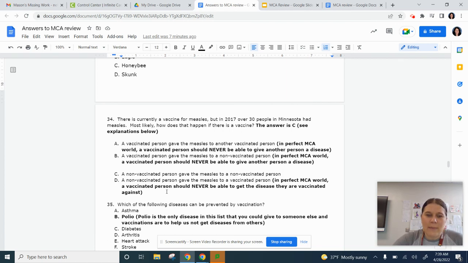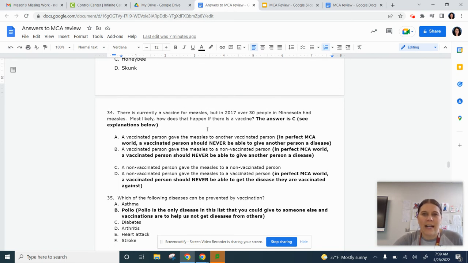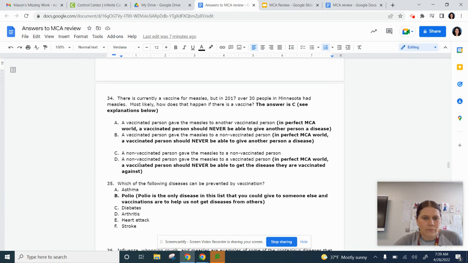All right, here we are. Perfect MCA world. There's a vaccine, but people still got measles. It's because, sorry, I forgot to highlight the whole thing here. Should have been C. A non-vaccinated gave it to a non-vaccinated. If someone's not vaccinated, they can get the disease or carry the disease. Maybe they don't have symptoms, but they can carry it and then give it to someone else that is not vaccinated. Perfect MCA world. We know that's not always the case because some vaccinated people do get sick, but not in MCA world. MCA world is perfect.